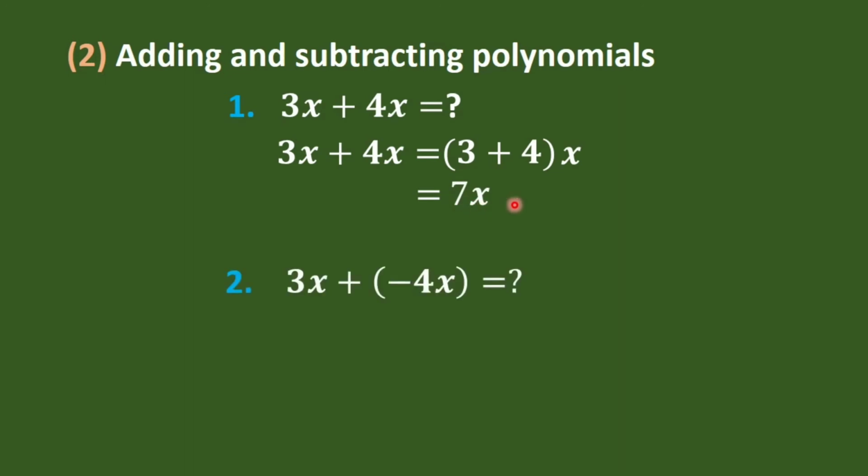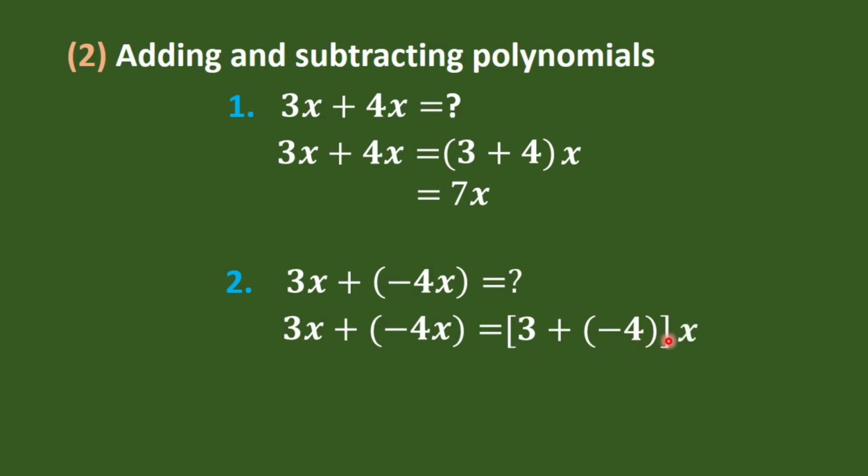The next one, number 2, 3x plus negative 4x. What we do here, the rule is to group or put in one quantity the integers. So we have 3 plus negative 4. And then write the variable x. We can only add these polynomials if the variable is the same. So 3 plus negative 4 is negative 1, and bring down x, so the final answer is negative x.